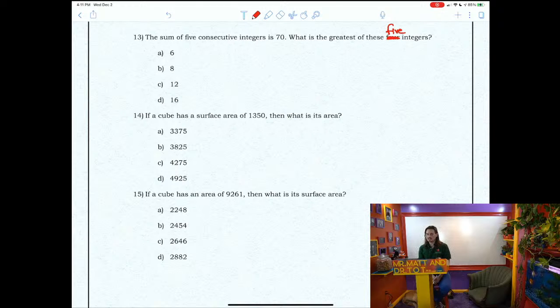Number 14, if a cube has a surface area of 1,350, what is its volume? And if a cube has a volume of 9,261, then what is its surface area? I'll give you 6 minutes, and after 2 minutes, I'll start to solve.